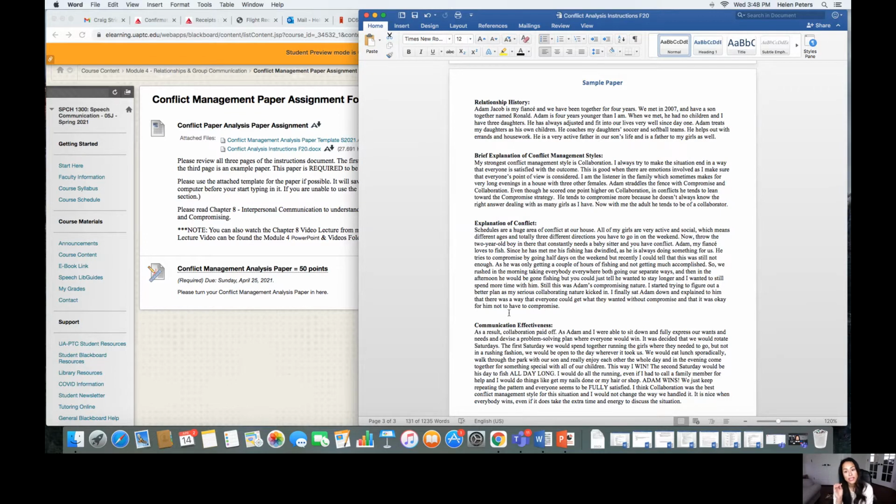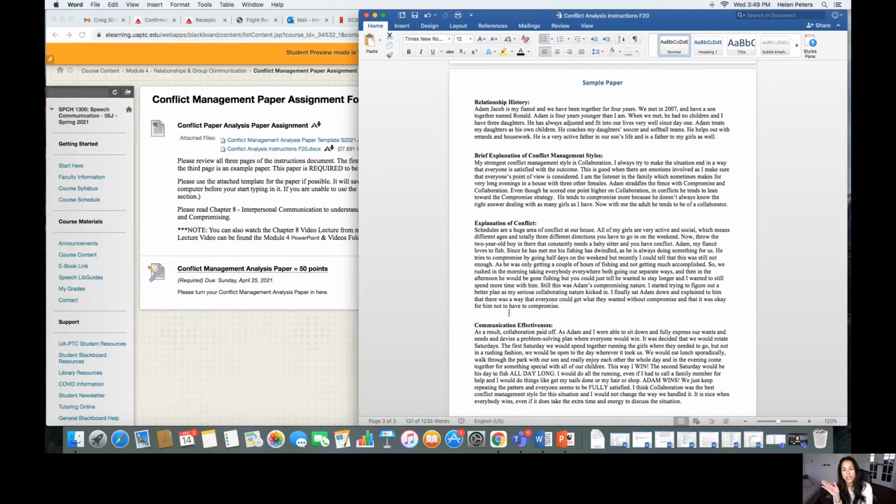And they go into detail in each of these sections. In the first section, they talk about Adam Jacob, who is my fiance, and how long they've been together. It goes a little bit into the relationship, not too much, but enough to give us an idea of the relationship and where it's at now.